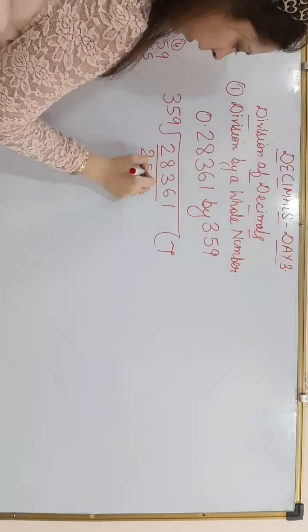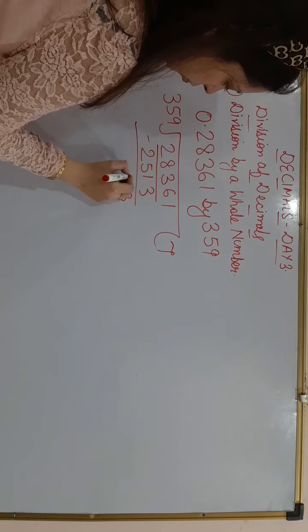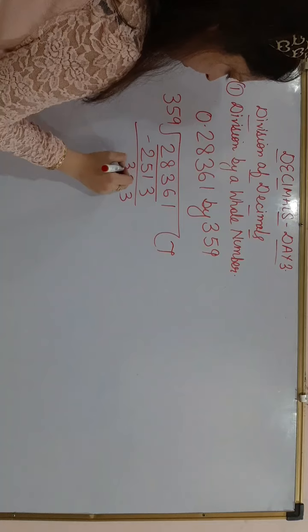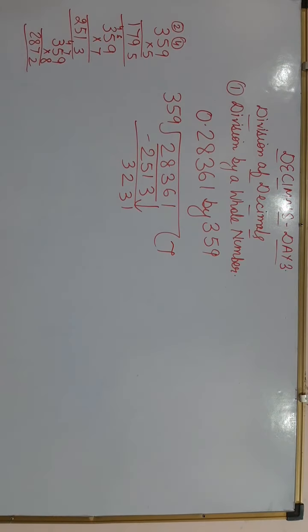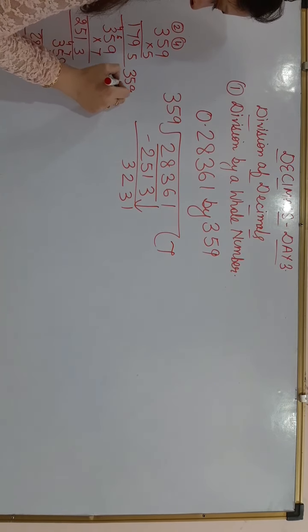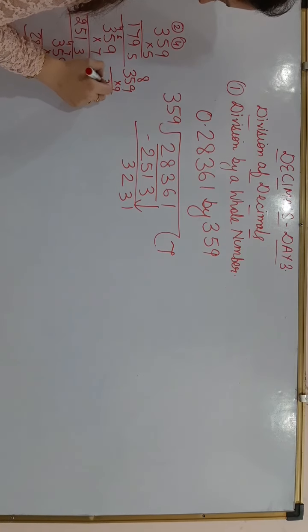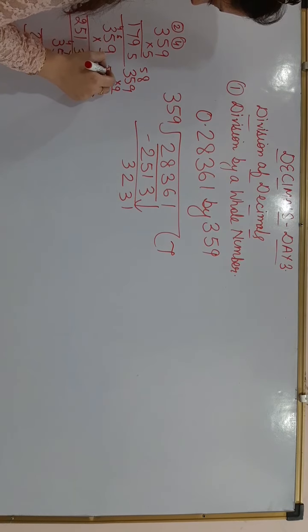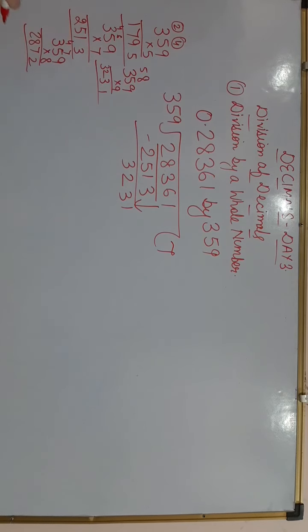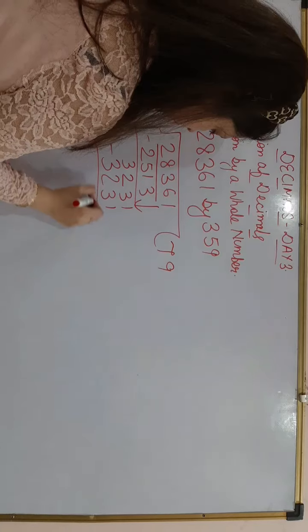2513. Now subtract it. 6 minus 3 is 3. 3 minus 1 is 2. 8 minus 5 is 3. Now drop down this 1. So 3, 2, 3, 1. Now see, multiply 359 by 9. So it is 3231. That means the remainder will be 0 again.